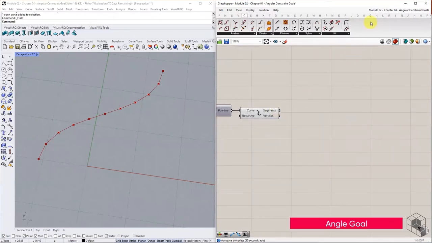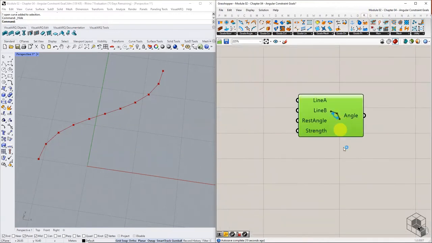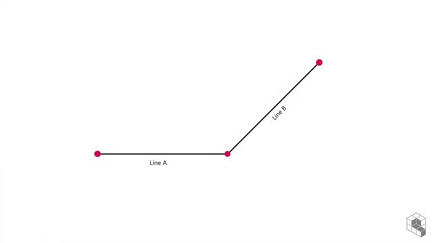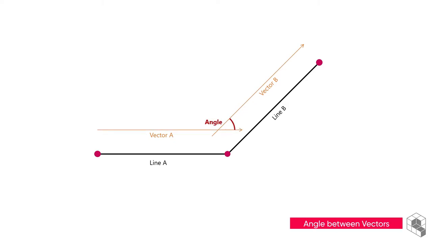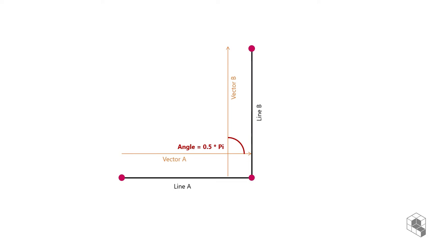Bring the angle goal component into the canvas. The inputs required are line A, line B, rest angle, and strength. Angle goal is specified between a pair of lines. The component creates two vectors using the start and end points of each line. The term angle refers to the angle between these two vectors, and not the actual angle between these lines. For example, a rest angle of 0.5 times pi means that the lines will move towards a condition where the angle between the vectors is equal to the specified rest angle.